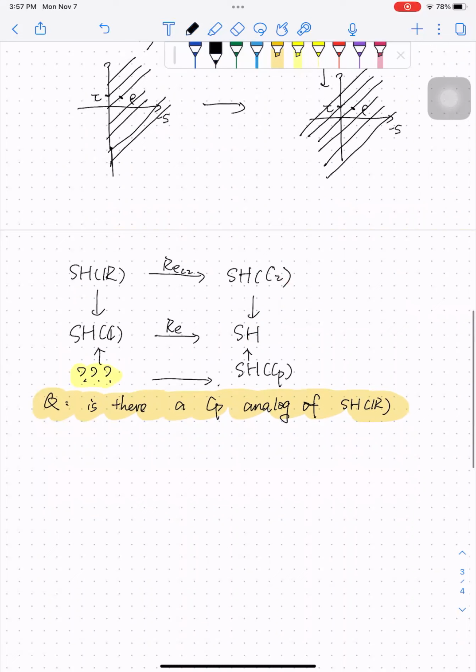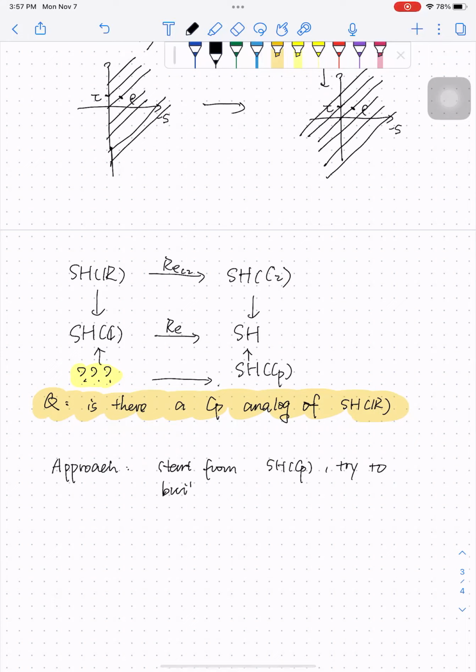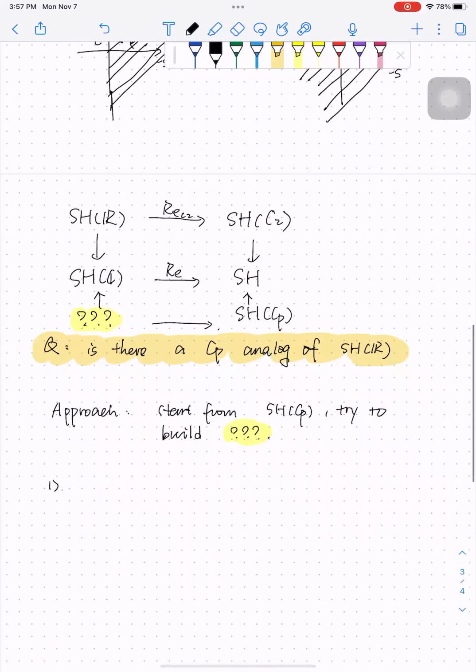So the approach: start from SH CP and try to build the question mark. And to do that, we need to understand how to go from here to here and here to here. And let's look at these two examples we have.